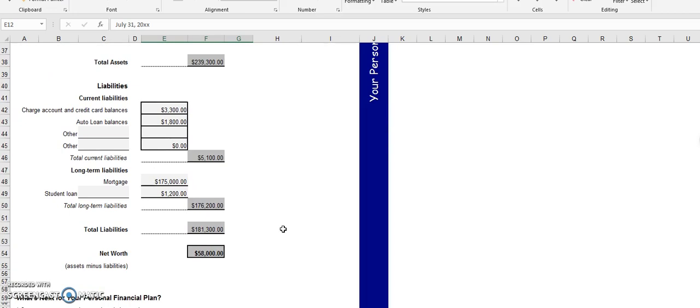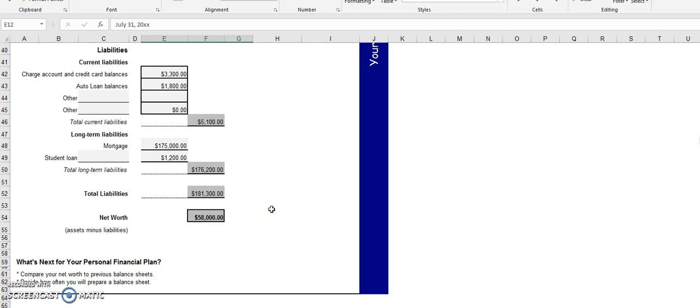Well, let's look at what you owe, your liabilities. You have a charge account, some credit card balances. It has a $3,300 balance that you have to pay. Does that mean you're going to pay it off right away? No, but eventually, when you do pay it off, at this point in time, it has a $3,300 balance. You have a car loan for $1,800. If you have any other liabilities, you might put those there. Current liabilities, I should say, meaning those commitments that you have to pay within a year. Then you have long-term liabilities, meaning those things you have to pay for in more than a year.